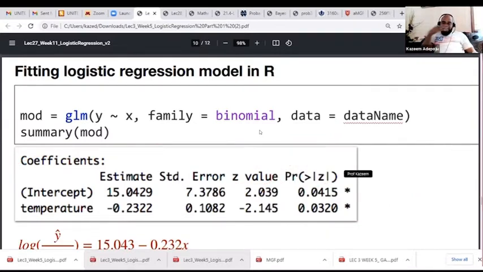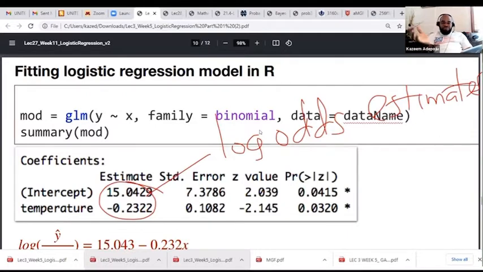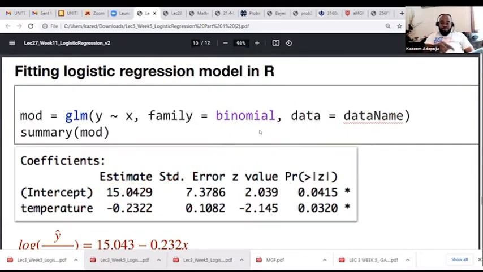Now another thing I want you to pay attention to right now. If you look at the estimates that we have right here, we call those estimates log odds. They are log odds estimates. In linear regression, we don't call them log odds estimates. I think you know that. In linear regression, we call them estimates of regression parameters. That's what we call them, right?